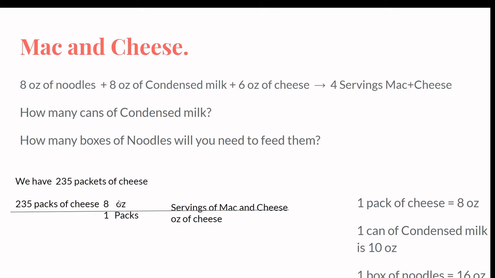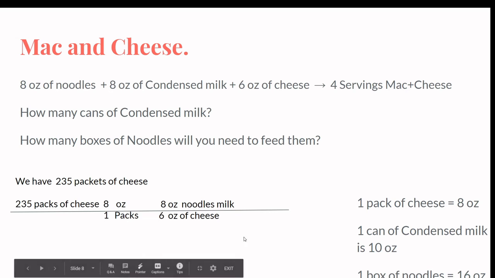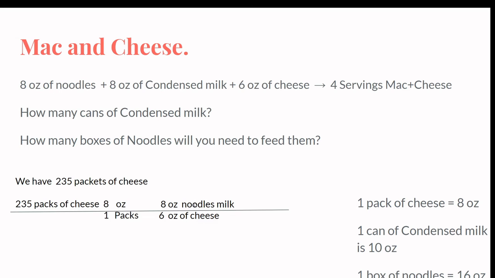Okay? Instead of that, let's get rid of the old stuff and let's put in the new stuff. Okay? So we're still getting rid of 6 ounces of cheese, but now we're looking for 8 ounces of noodles. And it should be just noodles and not noodles milk, but we're going to pretend that I don't have that error. Times 8, 235 times 8 times 8 divided by 1 and then divided by 6.